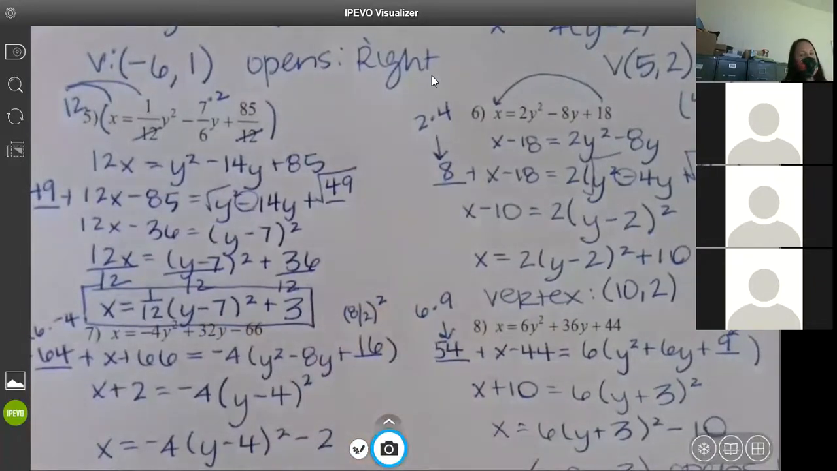What's your vertex? 3, 7. That transformation is right 3 up 7. Which way does it point? To the right. And then is it fat or skinny? Is it stretch or shrink? Shrink, because it's 1/12. So the smaller the fraction, the fatter it's going to be. So think about it. You went up 1 and out 12, if that makes sense. You moved in from it and went out 12.